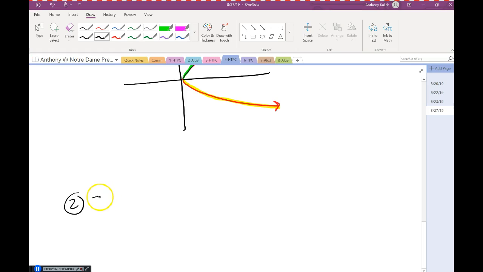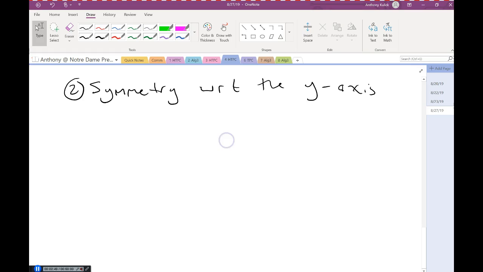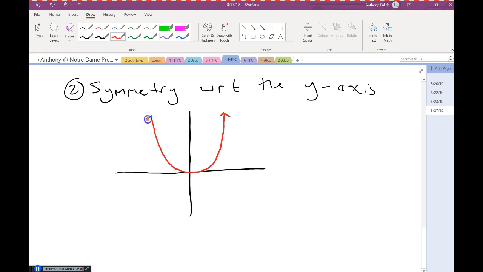The second type is symmetry with respect to the y-axis. So again, we'll draw a picture of what we mean by that. But I'm betting that from the previous example, you'd have a pretty good guess as to what that picture might look like.